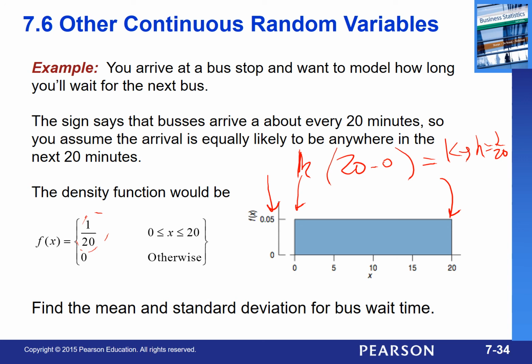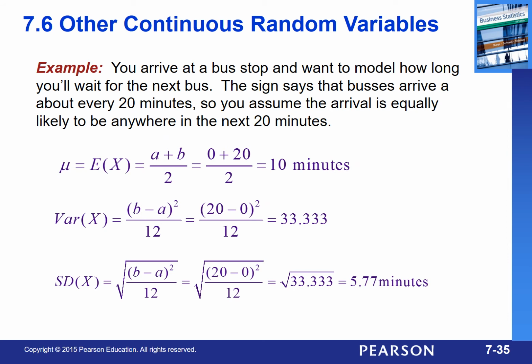We want to find the mean and the standard deviation, so we're going to use the formulas from the previous slide to do this. The mean is the average of your waiting time, which is 20 plus 0 divided by 2. So you should expect to, on average, wait 10 minutes for the bus. And then the variance is just (b minus a) squared divided by 12. If you take the square root of that, you get 5.77 minutes. So your average is going to be 10 minutes, and the spread of this is about 6 minutes. So there's some variation here, and it's quite large. You might be only waiting 4 minutes.